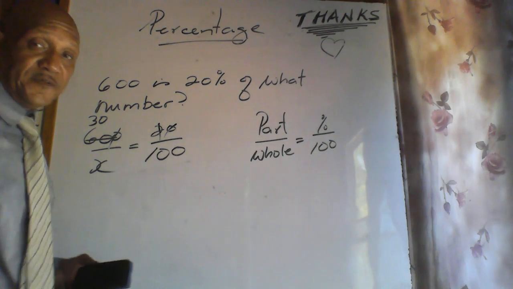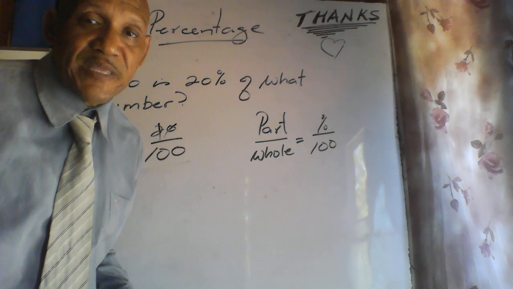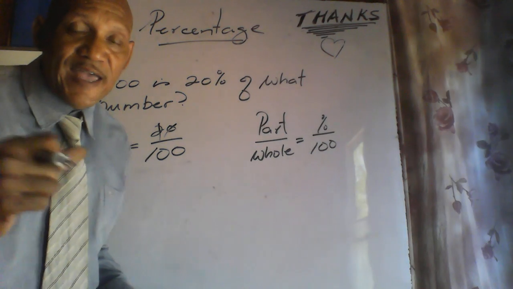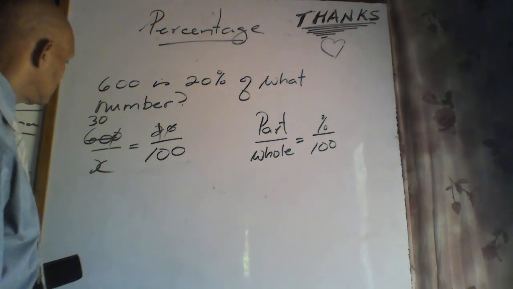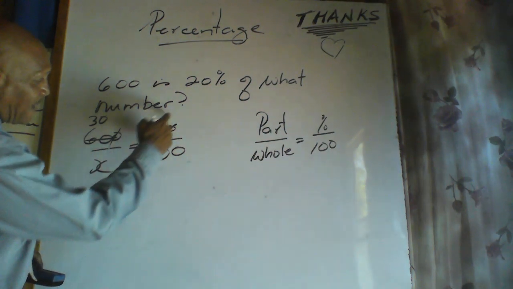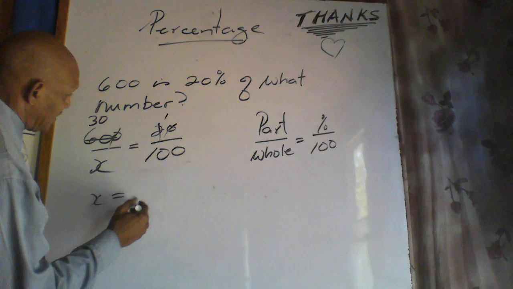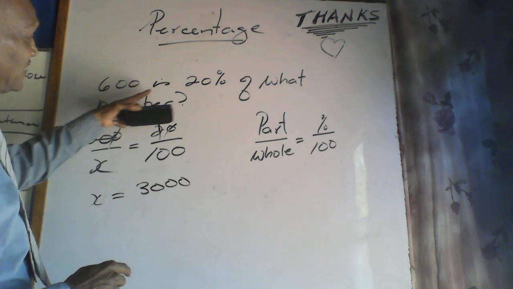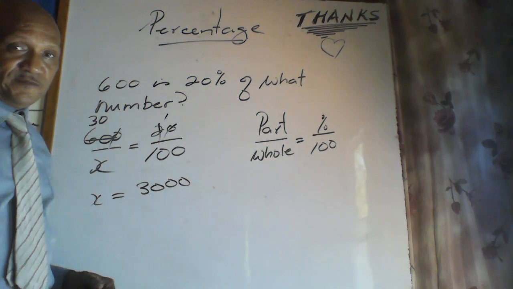Remember, these are little rules that you apply, little tricks of the trade. You remember them when you're taking a test and apply them, because you move faster and you get the answer right. So x times 1 is x, equals 30 times 100 is 3,000. So 600 is 20% off what number? 3,000.